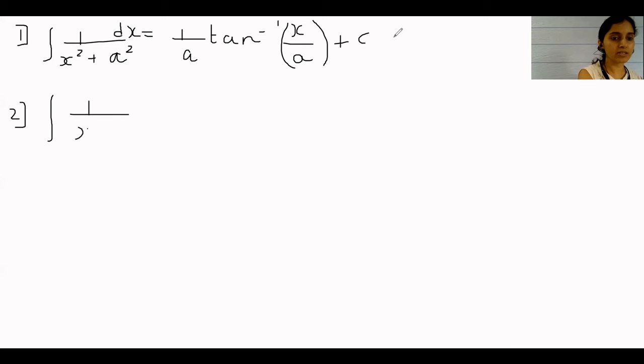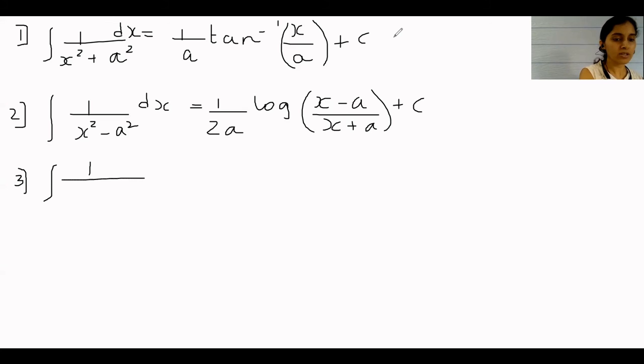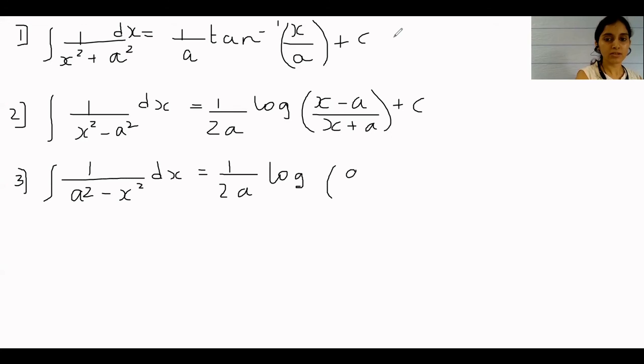The second one: integration of 1 upon x square minus a square dx is equal to 1 upon 2a log of x minus a upon x plus a, plus c. Third one, integration of 1 upon a square minus x square dx is equal to 1 upon 2a log of a plus x upon a minus x plus c. Okay.